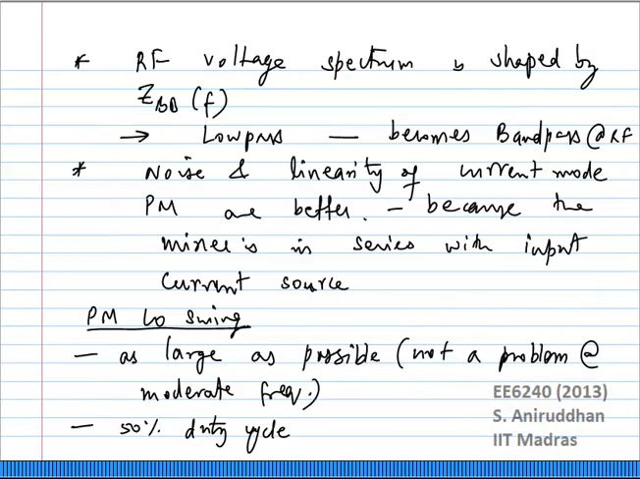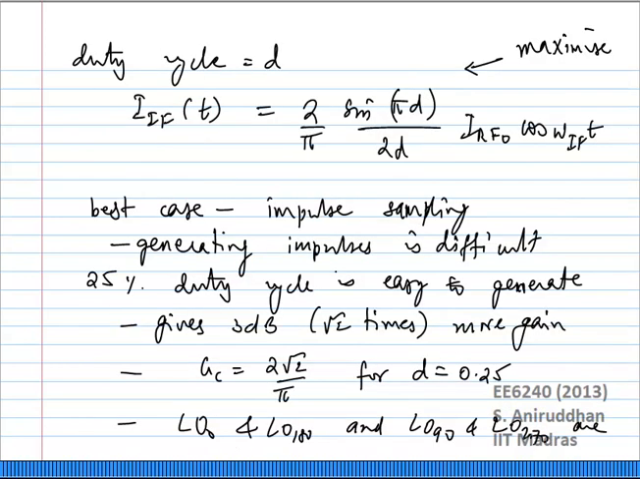So finally, as far as the LO swing is concerned, we initially started off with 50% duty cycle. The ideal case would be if you had impulse sampling, which would give you a very large conversion gain. However, what is easily generatable is the 25% duty cycle, because generating a small set of narrow pulses repeatably is very difficult. Therefore we choose to design a 25% duty cycle LO waveform, which will give you better conversion gain, 3 dB more than your 50% duty cycle circuit.